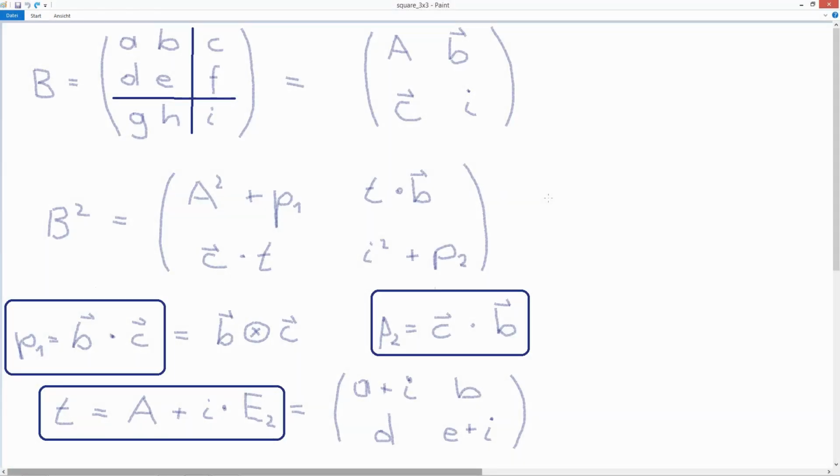I hope my video will help you to square a 3 times 3 matrix faster and with less writing effort. Maybe I will make another video where I will show you how you can square an n times n matrix faster and with less writing effort.